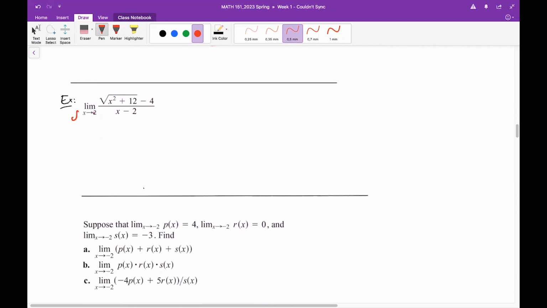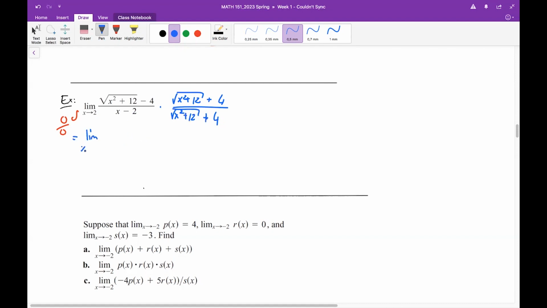Okay, look at this one. If you insert x goes to 2, what happens? 2 squared is 4, 4 plus 12 is 16, square root of 16 is 4, 4 minus 4 is 0, and the denominator also. You obtain an indeterminate form. So we learned what to do for such cases. We will divide and multiply by the conjugate of this expression, where I just changed the sign of it. Since I multiplied by it, I need to divide by it too, not to change the question.